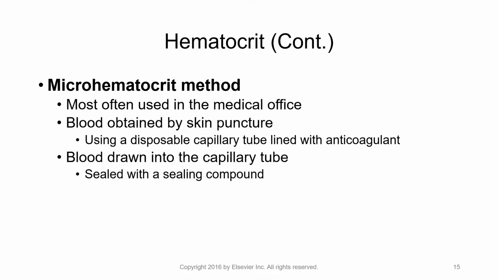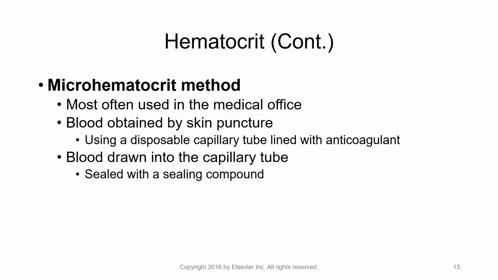There's another method called microhematocrit, in which capillary blood rather than venous blood is drawn into a very small, thin tube. It's essentially a very similar concept. They're packing the blood down and getting a measurement of a percentage.